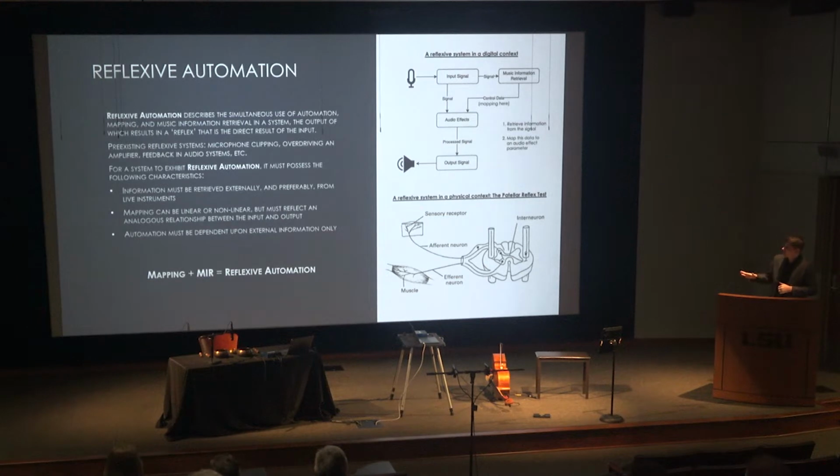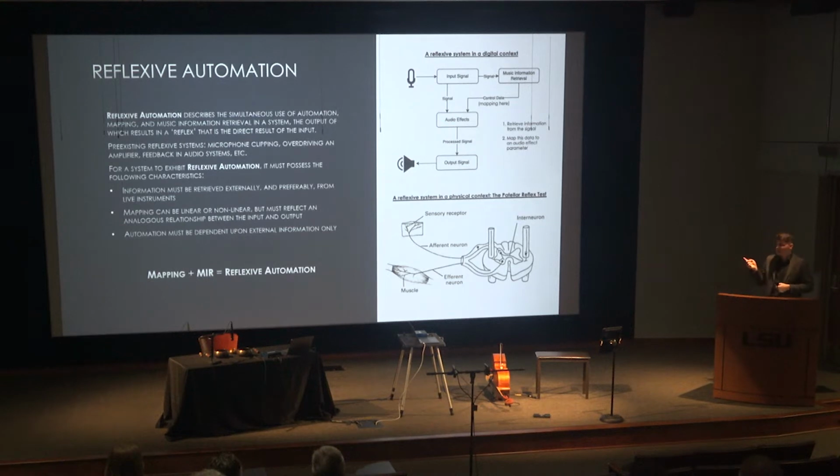So, more about the concept. We can see what I'm calling a reflexive system here in the top right. Something really cool happens when we take a signal and analyze some property of it, and then use that data from our analysis to control the way we process the signal in real time. What's kind of cool about this is it creates what we call automation as a reflex.